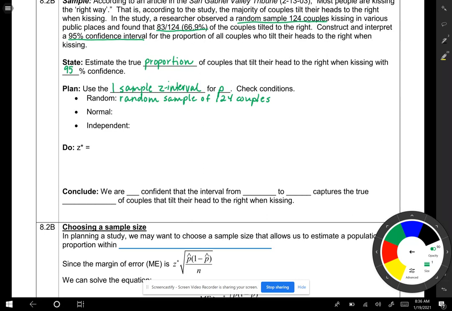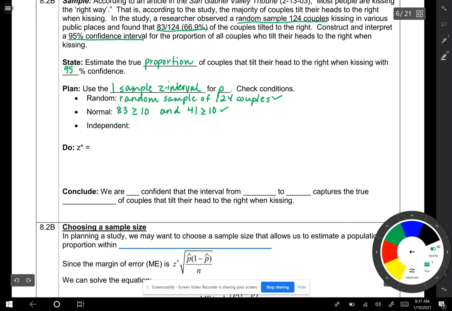Does it meet the normal condition? So in this particular case, it's giving us the values. So the number of successes is 83, which is greater than or equal to 10. And the number of failures, so 124 minus 83, so that's 41, is also greater than or equal to 10. So the normal condition has been met.